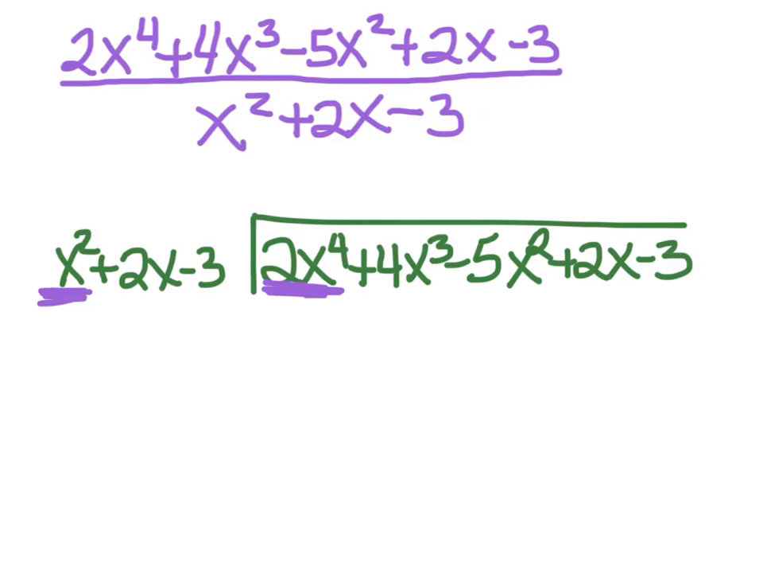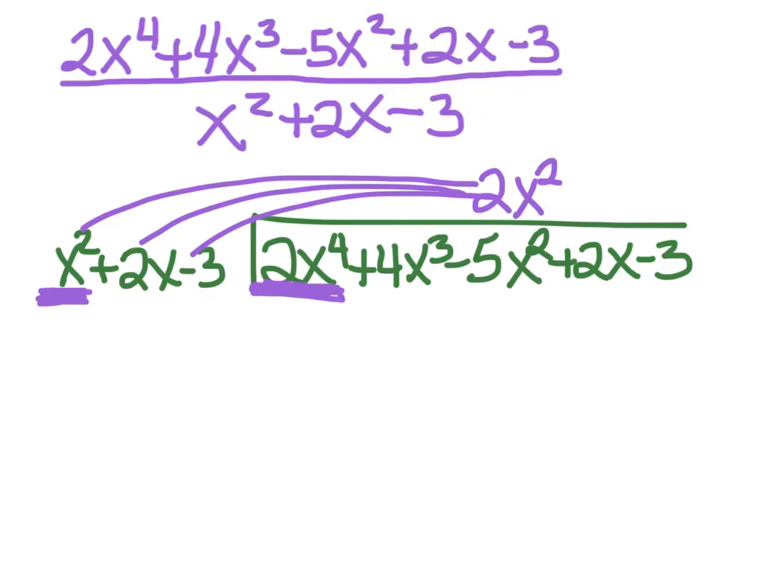So what would we multiply x squared by to get 2x to the 4th power? And the answer is 2x squared. So I'm going to put 2x squared all the way over here in the x squared column. Then we multiply it times all 3 pieces. So 2x squared times x squared is 2x to the 4th. 2x squared times 2x would be positive 4x cubed. And 2x squared times negative 3 would be minus 6x squared.